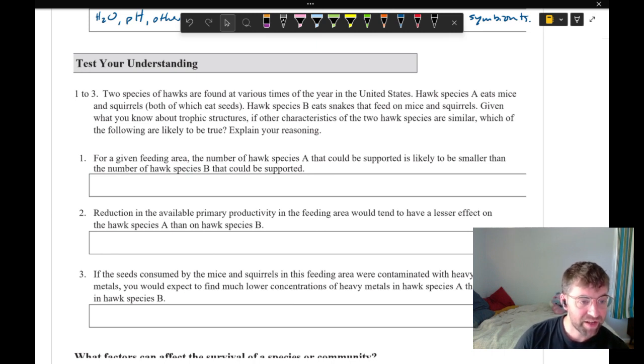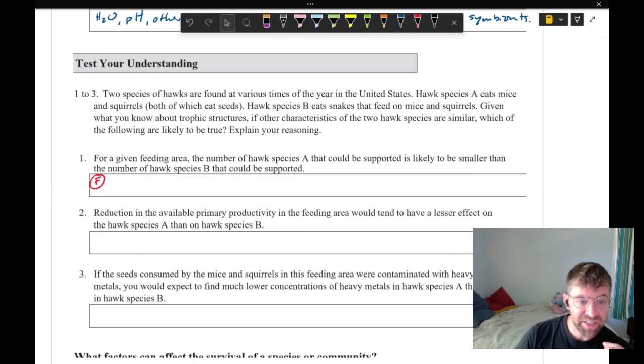For a given feeding area, the number of hawk species A that could be supported is likely to be smaller than the number of hawk species B that could be supported. So remember that B eats the snakes that feed on the mice, and hawk A eats the mice. And this is not likely to be true, so we're just going to say false.